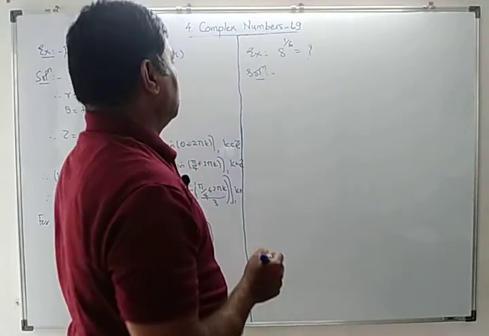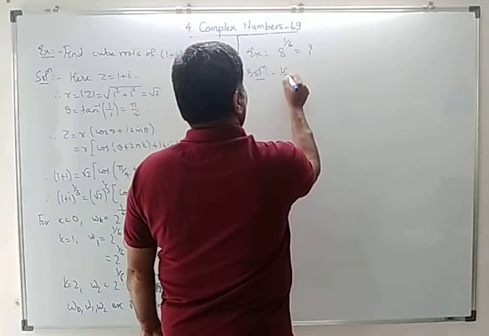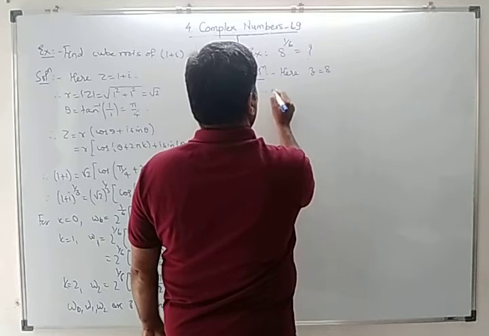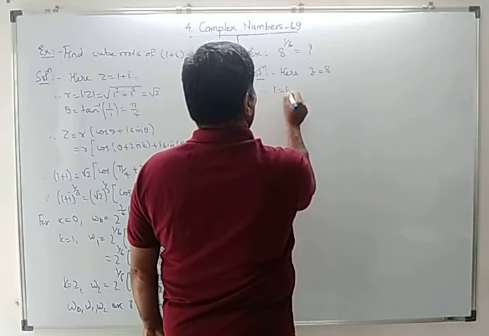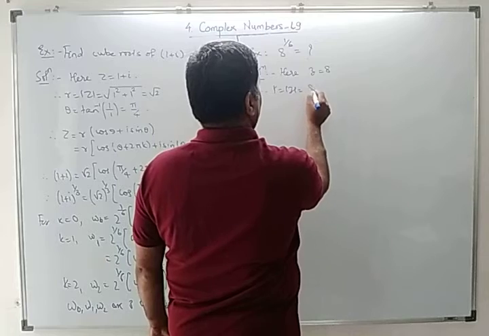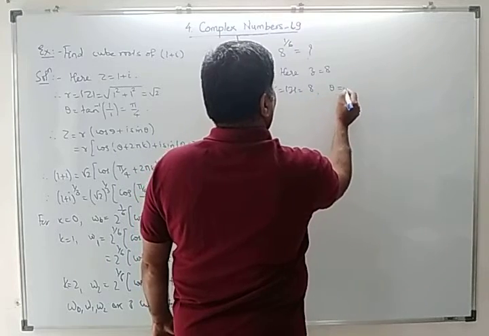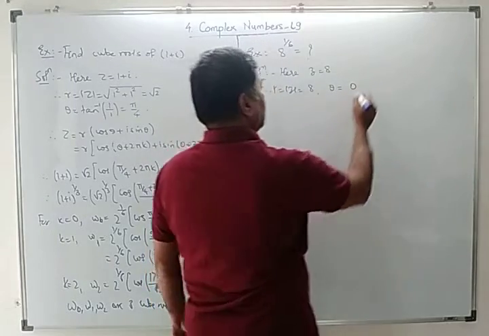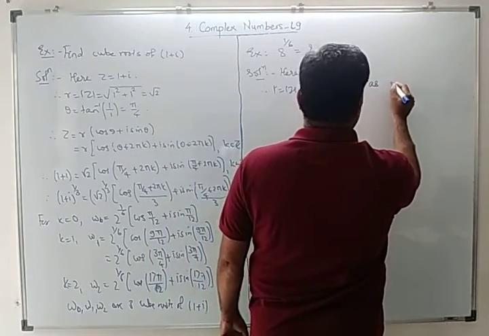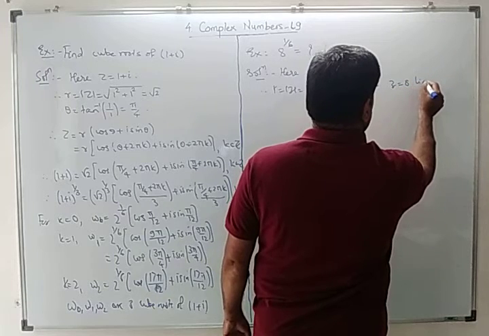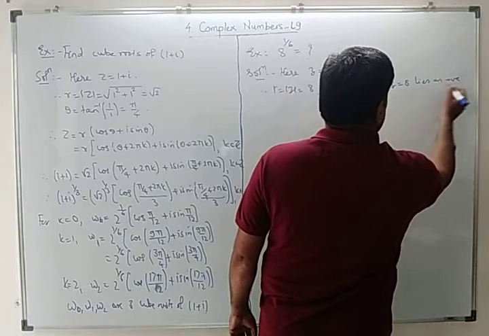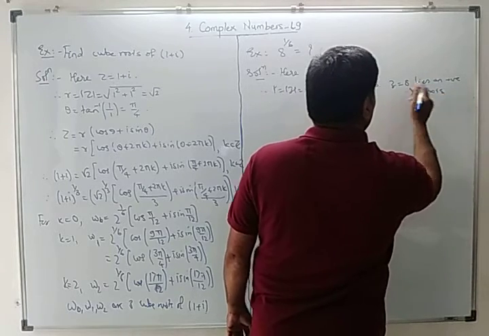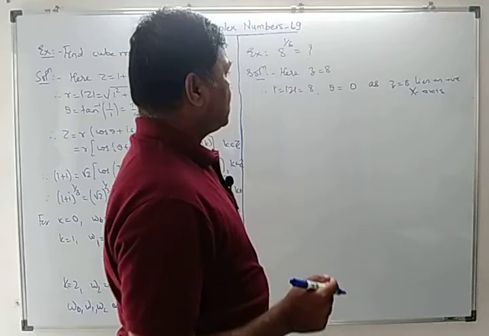Solution. Here z is equal to 8, and therefore mod z, r, is equal to 8. Theta is equal to 0, as z lies on the positive real axis, positive x-axis. So the angle made by that 8 with the positive x-axis is 0.